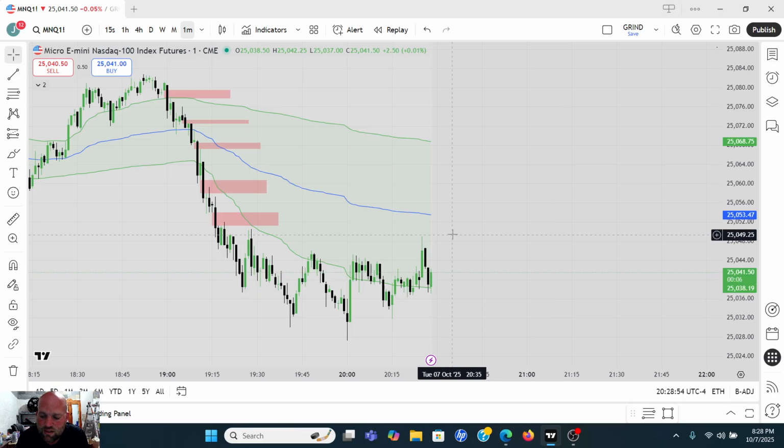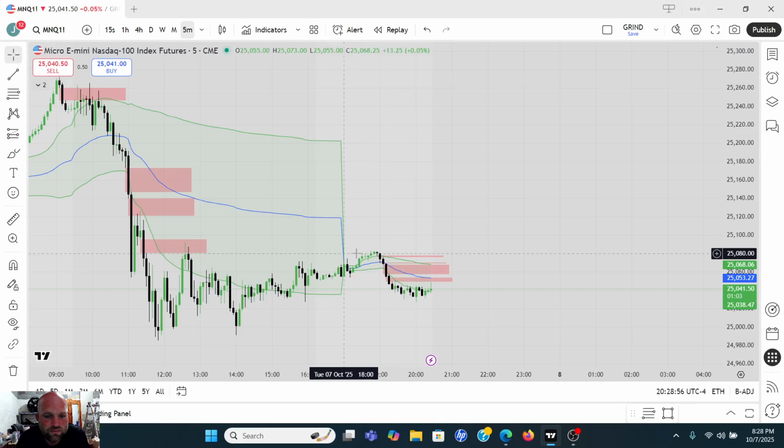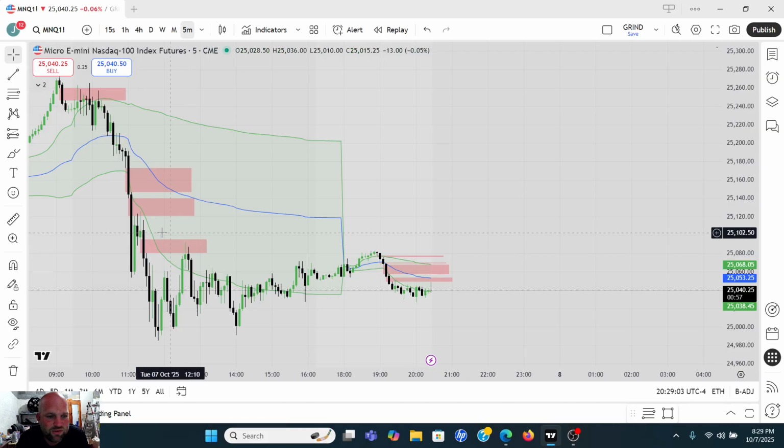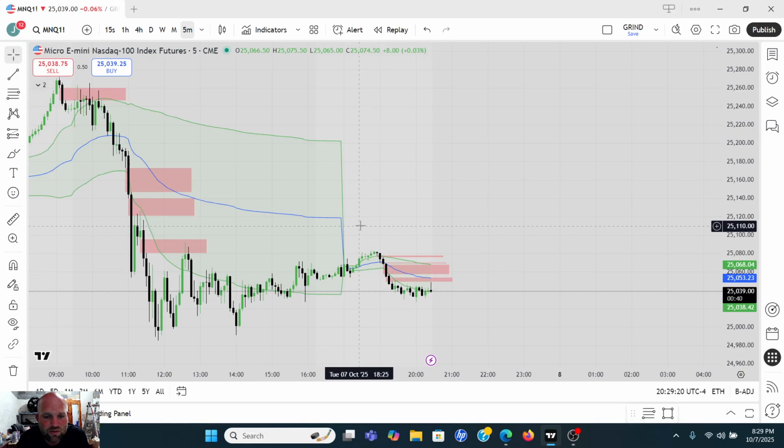So I was looking on a 5-minute chart, 6 o'clock open right here. This is the high of the afternoon session in a fair value gap, and we've yet to take out this swing low, which we don't have to. But that's just what I was looking at.